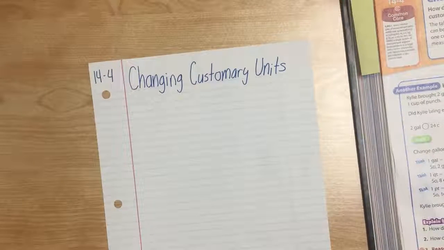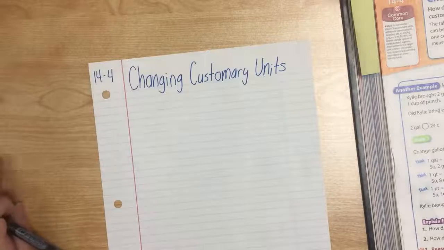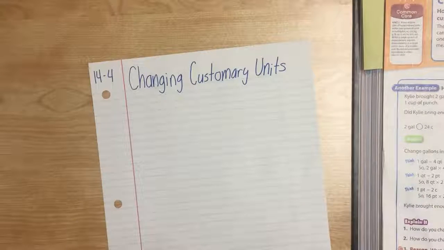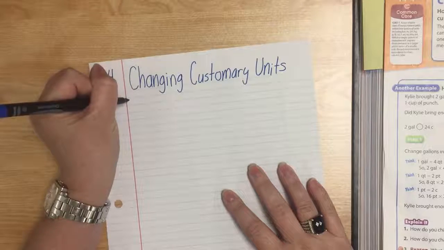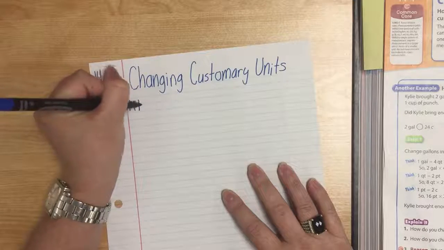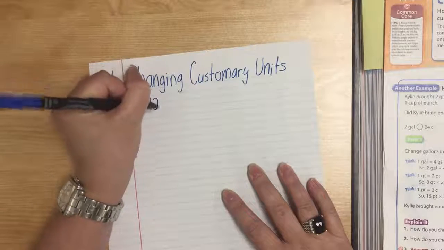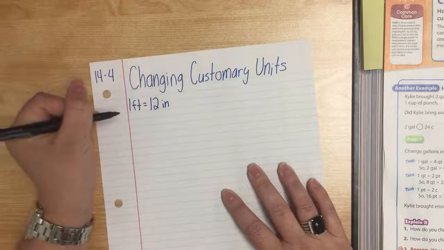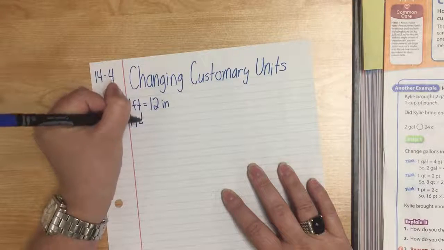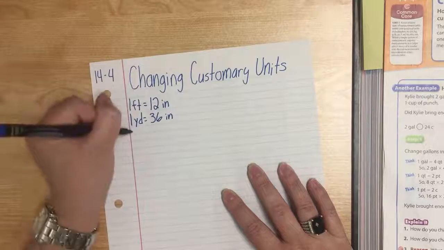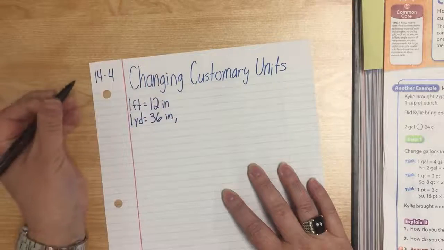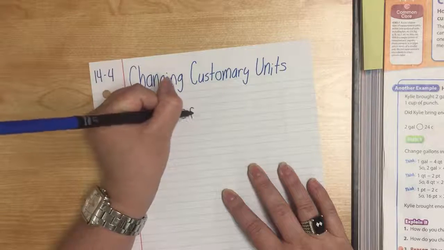Okay. Before we even get started on this lesson, there are some things that you need to remember. I recommend writing them down, but you also have this video to use. 1 foot is 12 inches. 1 yard is 36 inches. A yard is also 3 feet.